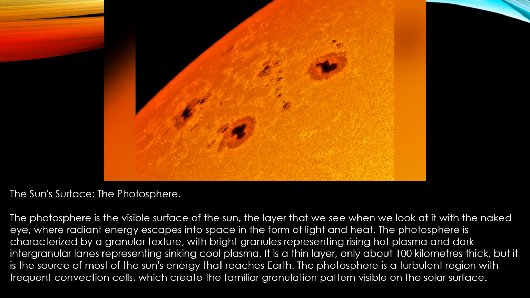The photosphere is a turbulent region with frequent convection cells, which creates the familiar granulation pattern visible on the solar surface.